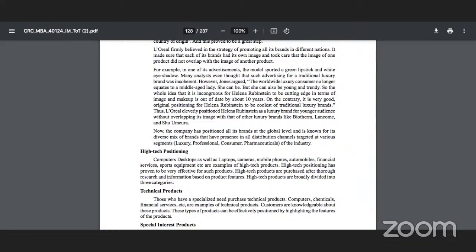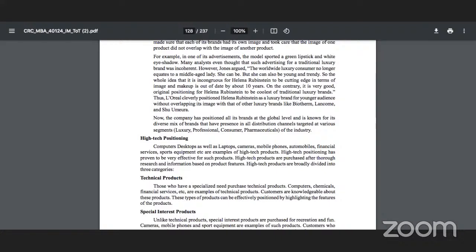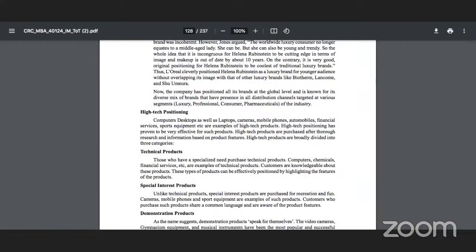So what they are trying to say is that with this product, the company tried to project an image of being very, very cool in a market like traditional luxury brands, which are considered very haute couture and very elitist. So the company L'Oreal positioned their product Helena as a luxury brand for a younger audience without overlapping its image with other brands like Biotherm, Lancome, etc. So that is how companies need to identify themselves.